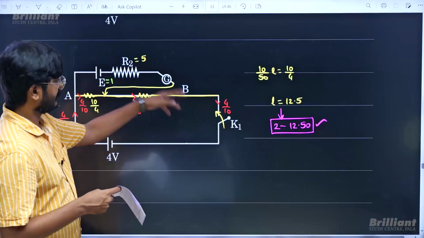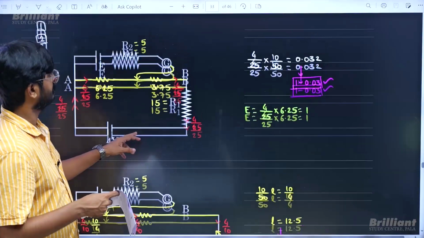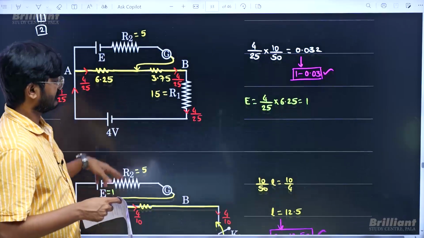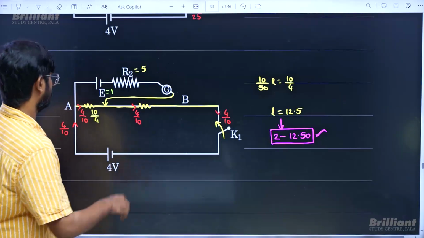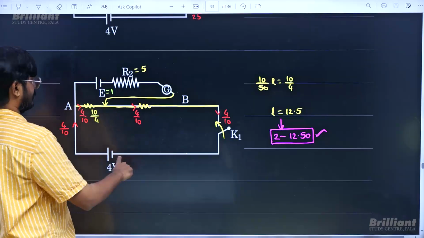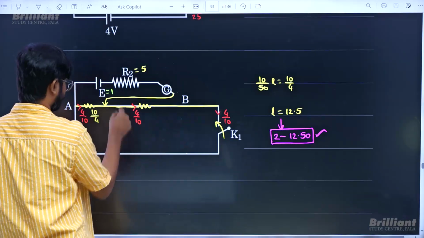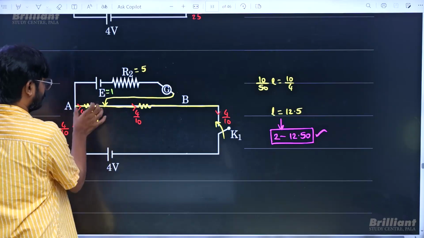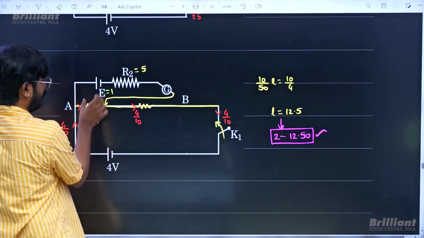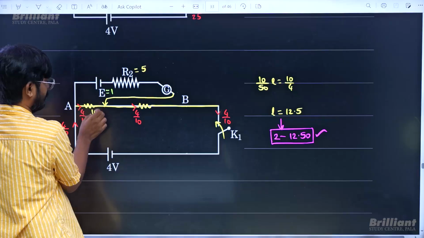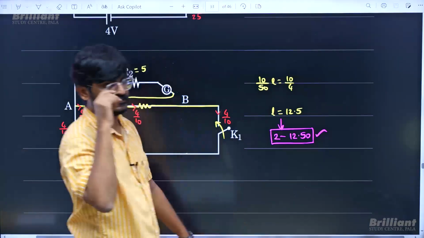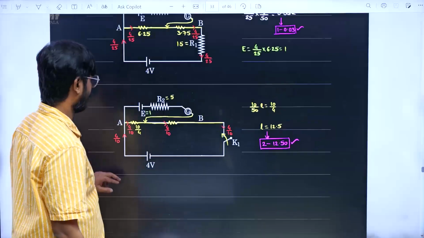when K2 is open and K1 is closed. When K1 is closed, then the potential difference across R1 will be 0, so no current will be flowing, so I didn't draw that. Now also, as it is 0 deflection, I can simply calculate this current like voltage, EMF by total resistance, 4 by 10. This potential difference should be equal to 1, so this resistance should be 10 by 4. That resistance will be 10 by 4 when its length is 12.5 centimeter.